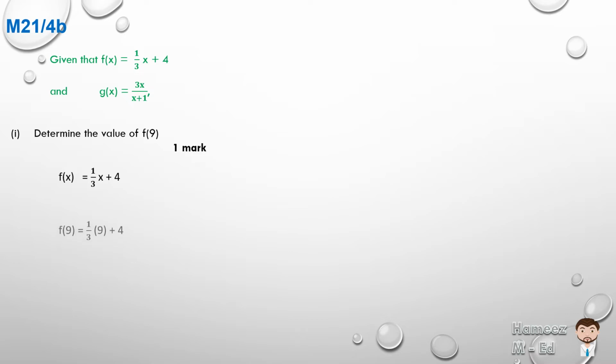So we write f of 9. Wherever we have x, we're replacing it by 9. f of 9 is equal to 1/3 by 9 plus 4. And we can now simplify and solve. 3 into 3, 1, 3 into 9, 3, 3 ones are 3, plus 4. So f of 9 is equal to 7.